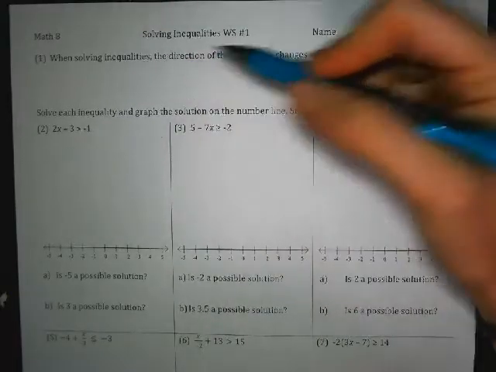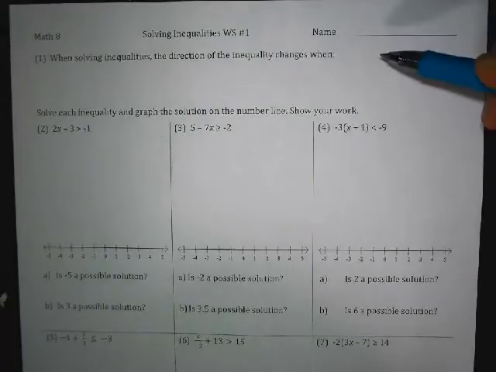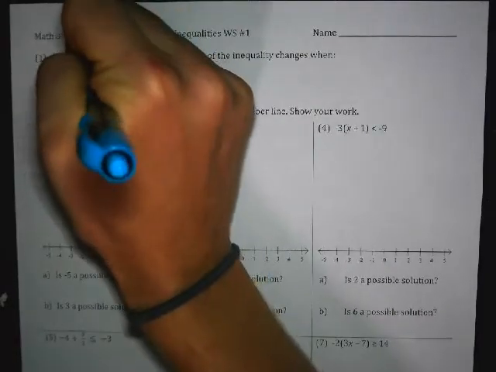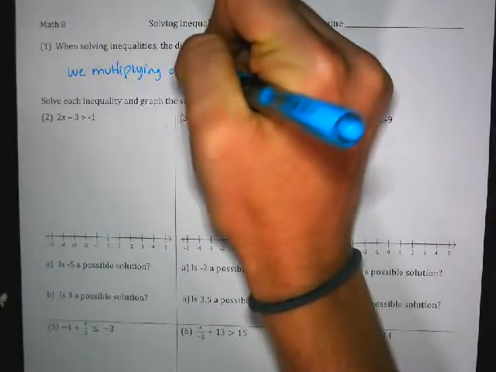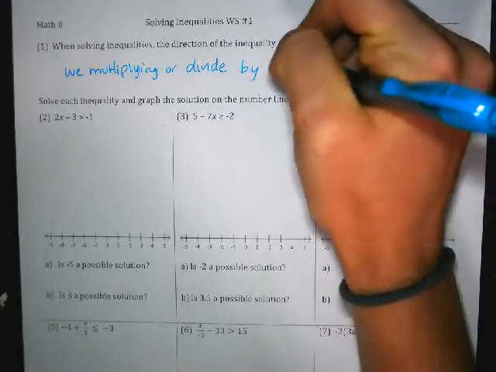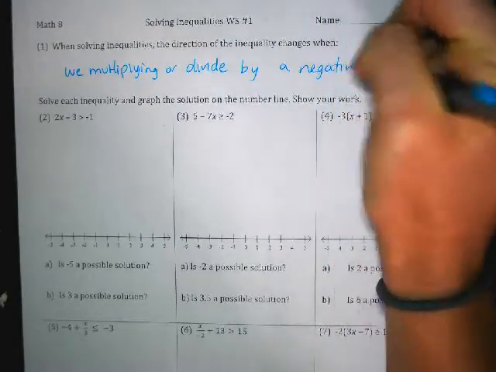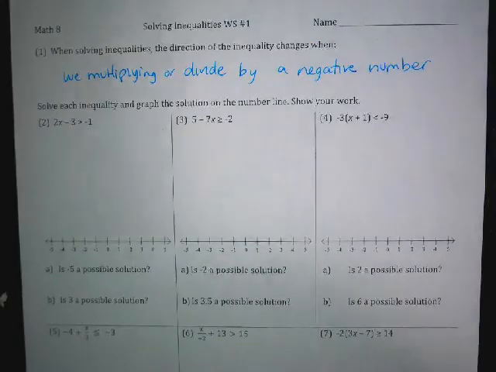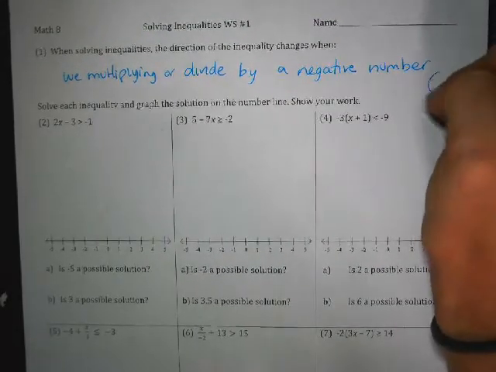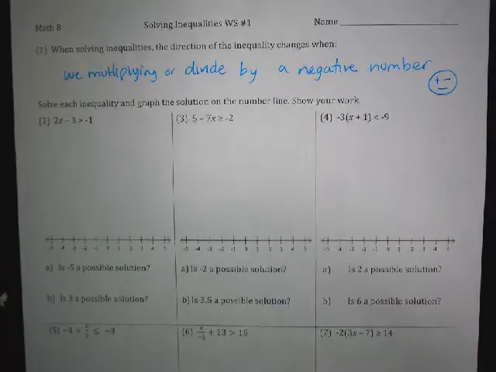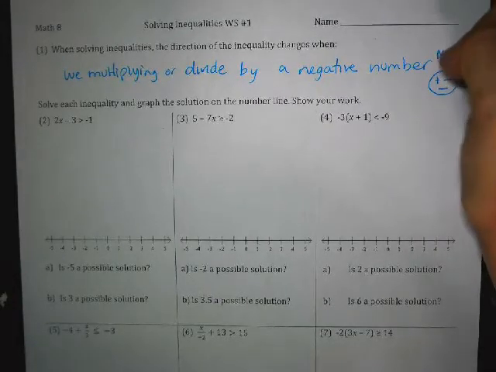When solving inequalities, the direction of the inequality changes when we multiply or divide by a negative number. So you should have recognized that at the end of the pre-lesson, that when you're multiplying or dividing a negative number, think back to that happy face with a plus and a minus and a minus. This is for multiplying and dividing only.